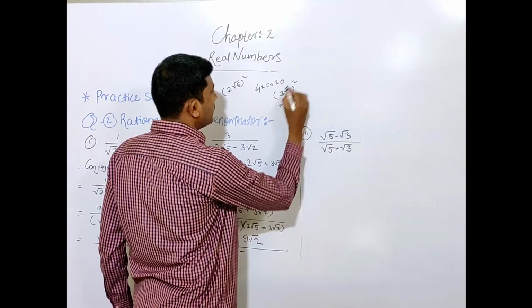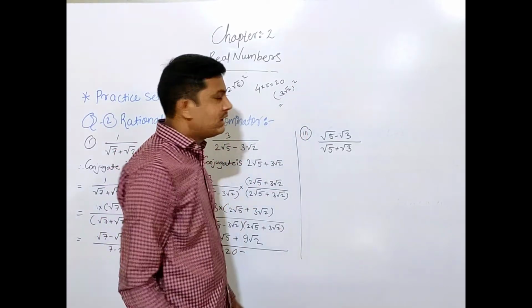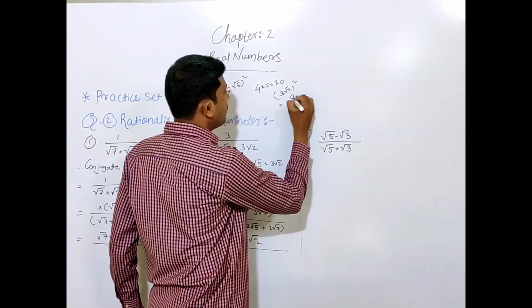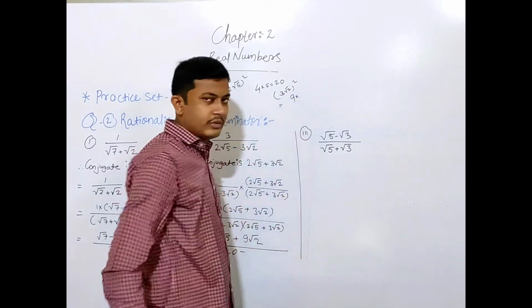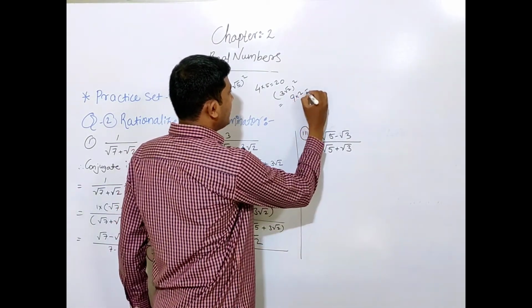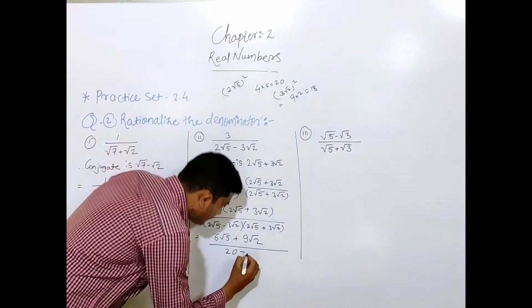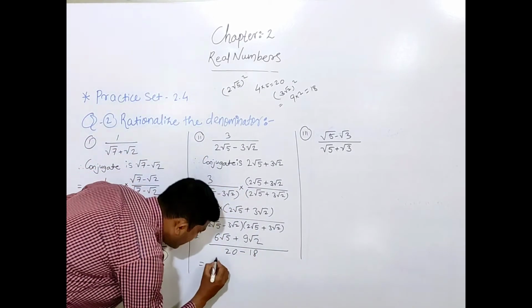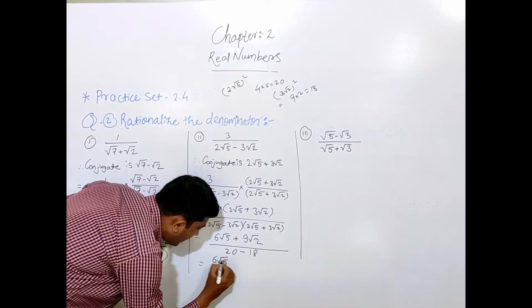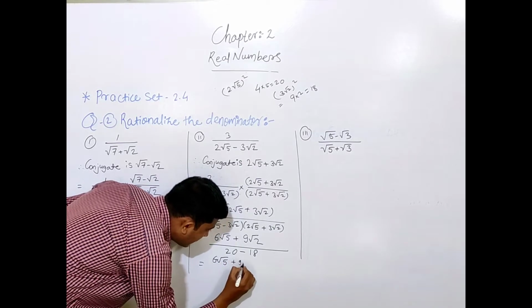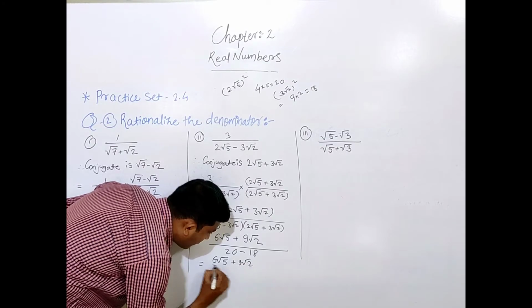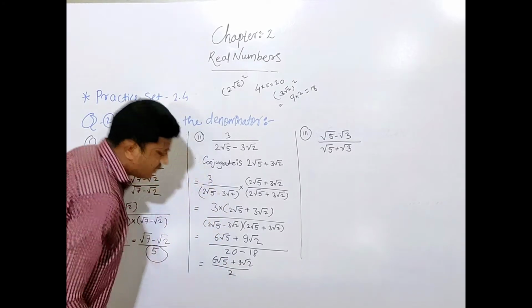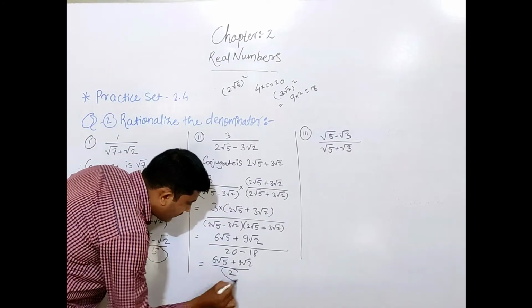That is simply 3 square and root of 2 square. 3 square is 9, into root of 2 square, which is simply 2. That is 9 into 2, 18. So 20 minus 18. Therefore the answer is 6 root of 5 plus 9 root of 2 upon 2. So again, here the denominator is a rational term.